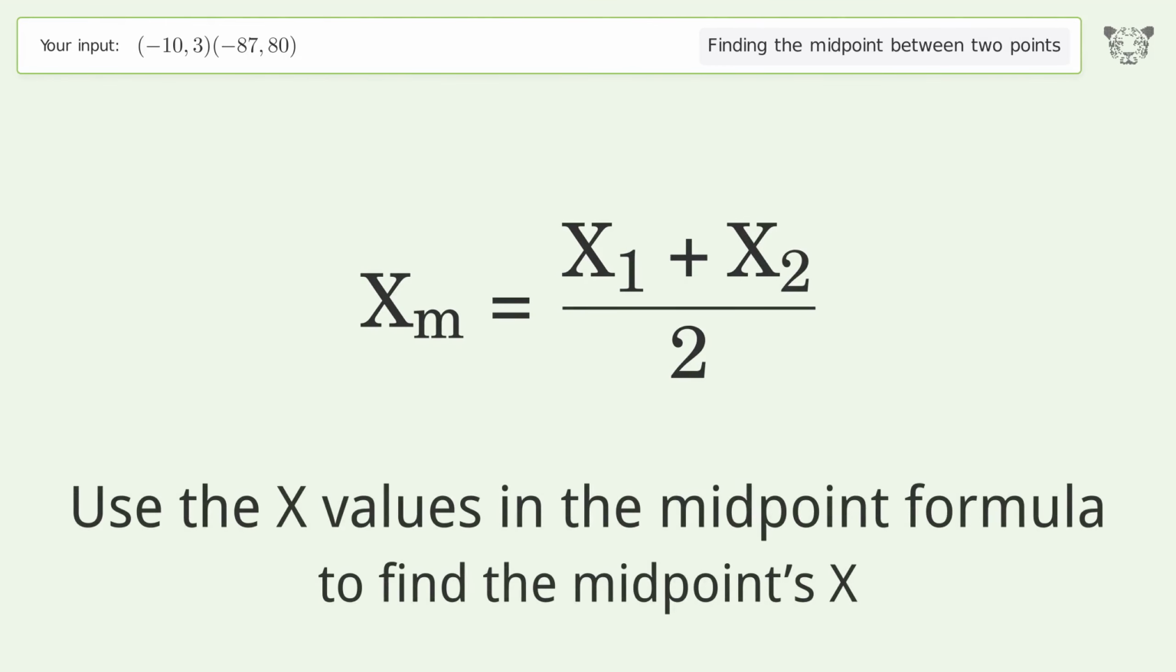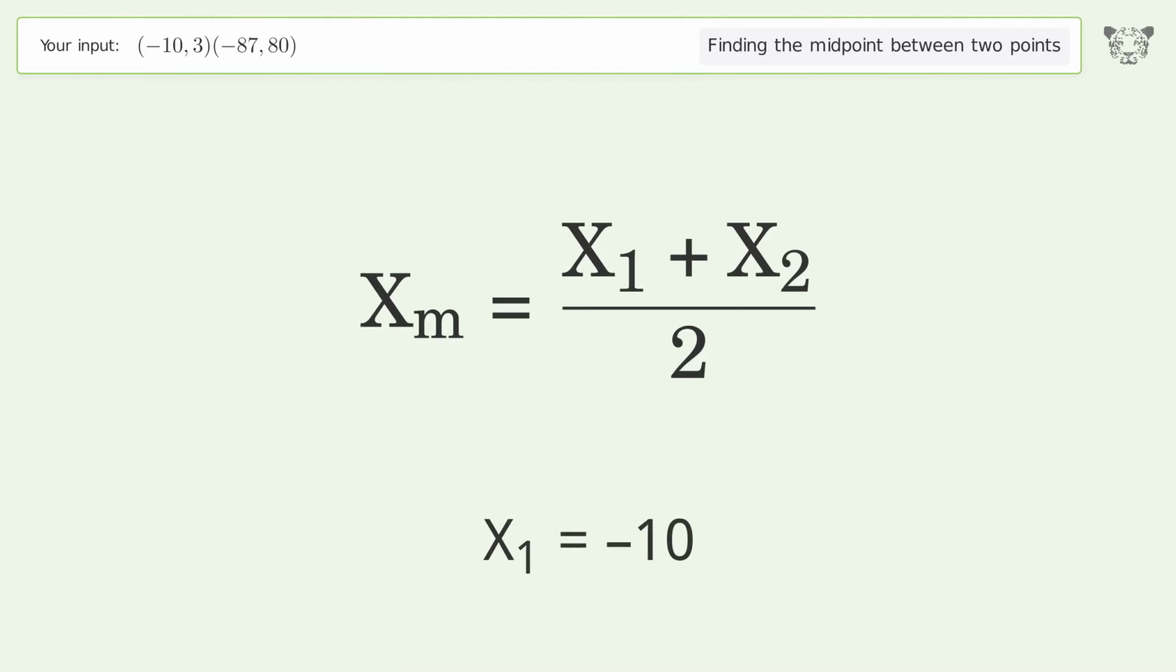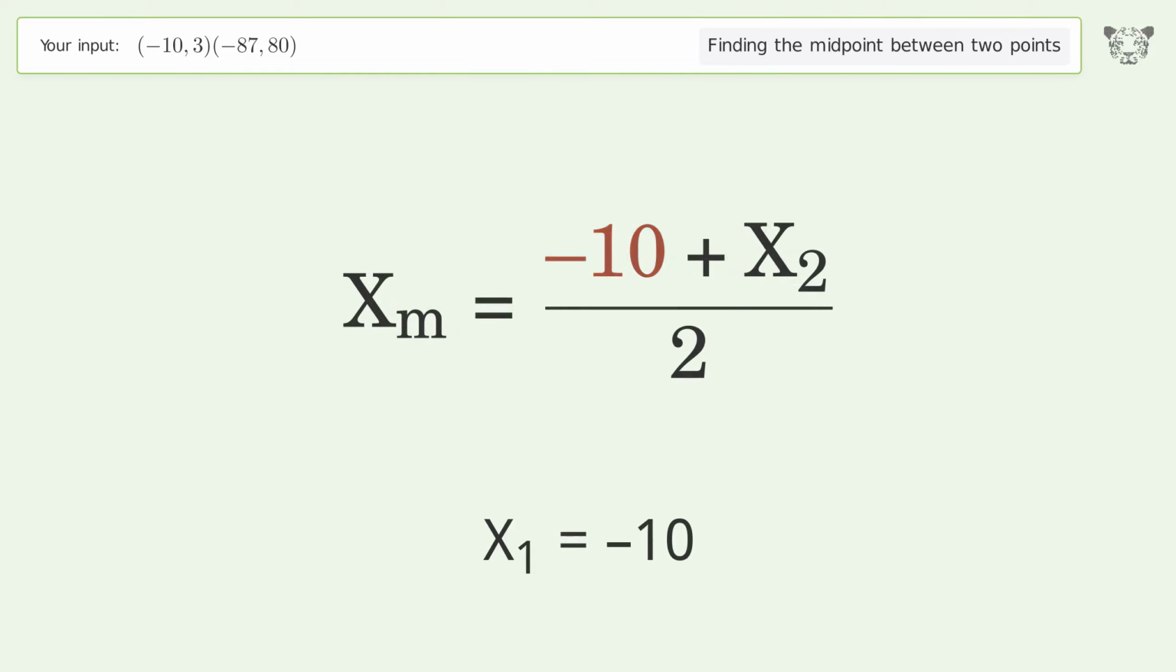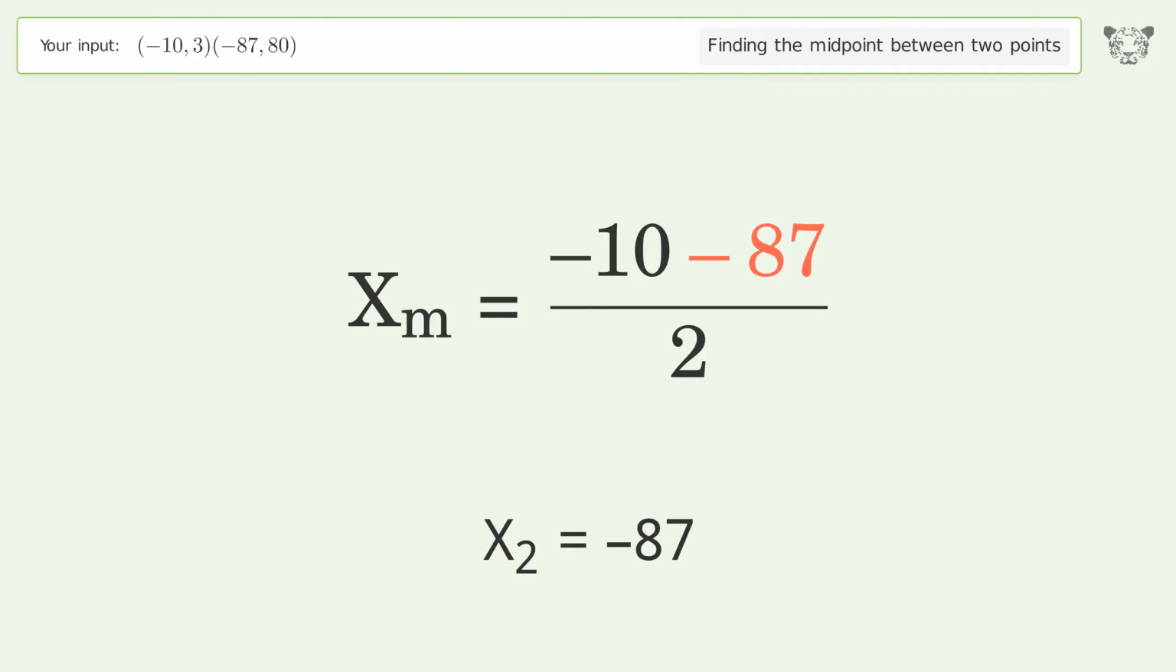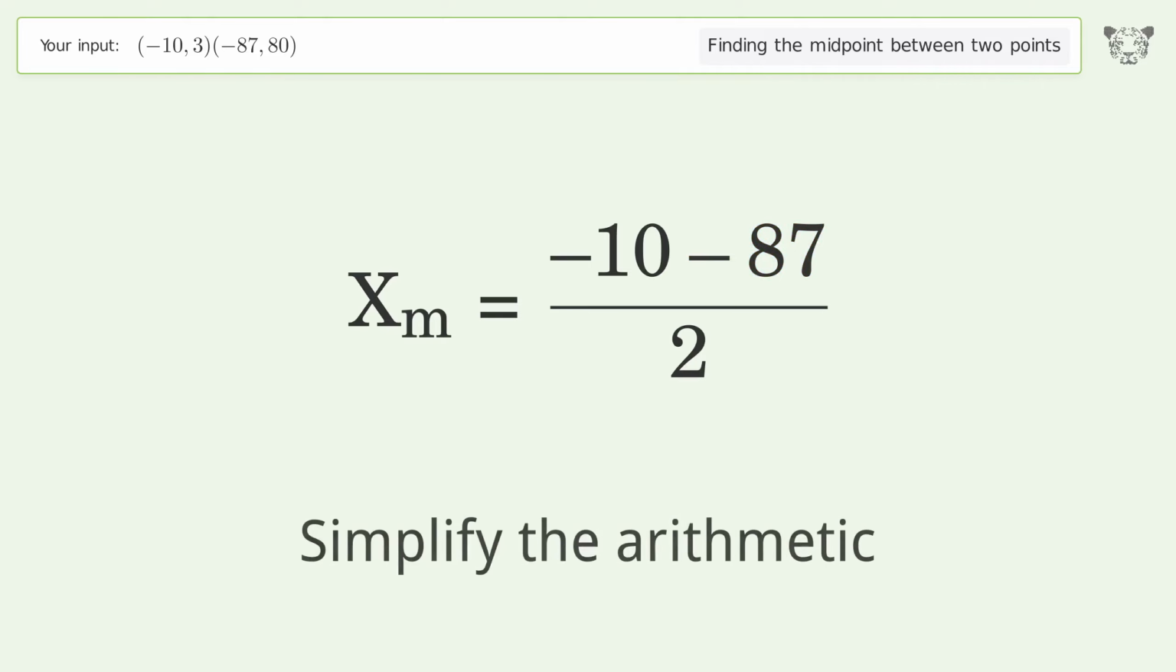Use the x values in the midpoint formula to find the midpoint's x. x1 equals negative 10, x2 equals negative 87. Simplify the arithmetic.